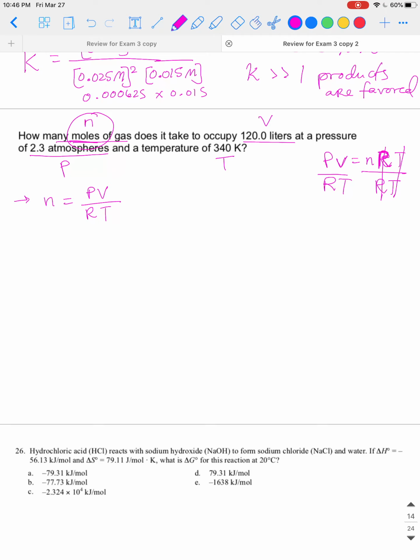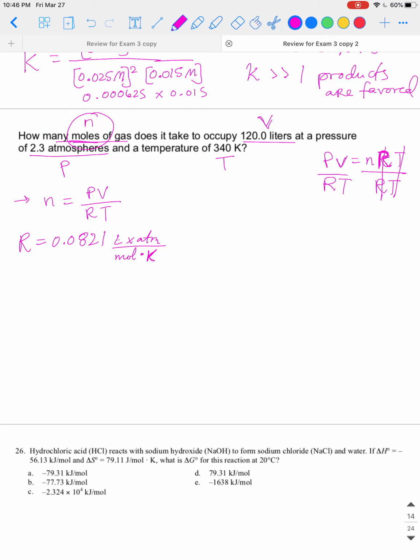Now we just plug everything in. The only thing we have to make sure of before we do that is that the units given for volume, pressure, and temperature match the units in R. So we need to know what R is. R is 0.0821, and that is liters times ATM divided by moles times Kelvin.